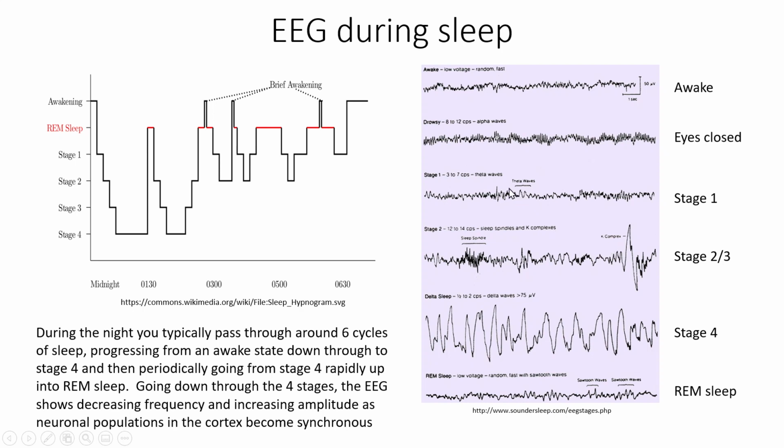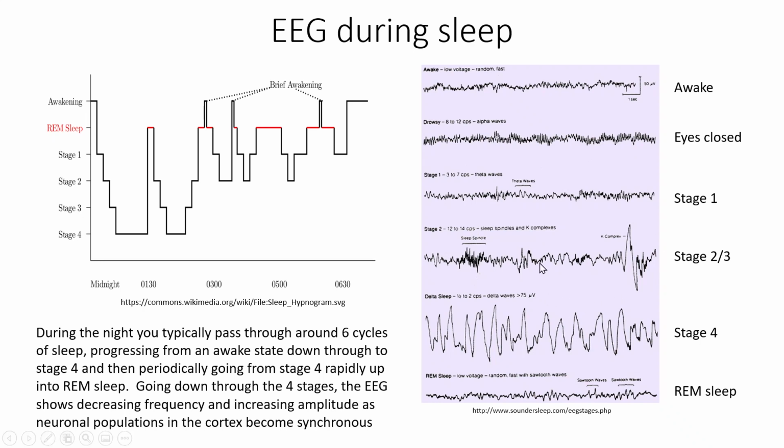So in stage 1 we'd see a background of this relatively random activity, but now even more synchronous and slow theta waves are coming into view. And the theta waves are running at about 5 Hertz. So with eyes closed we were running at about 10 Hertz, whilst in stage 1 sleep we've slowed down to about 5 Hertz. Stages 2 and 3 can be combined for our purposes.